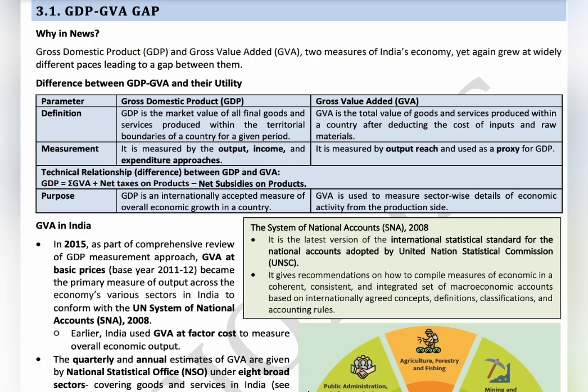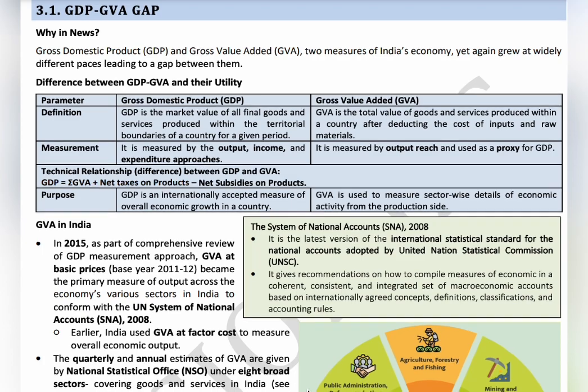Another topic here is System of National Accounts, SNA 2008. It is adopted by the UN Statistical Commission. So it gives recommendations on the measures to be taken for different economic conditions.